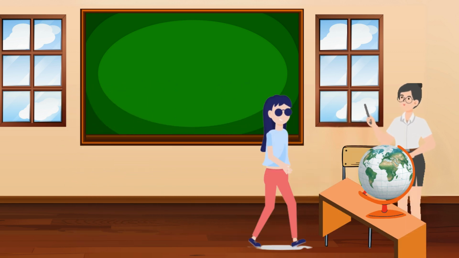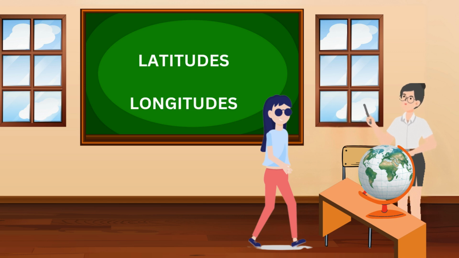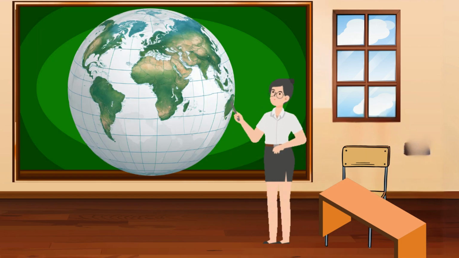Can you see some lines on this globe? Do you know what they are used for, and what they are called? I think they are something to do with locating places. Yes, you are close to the answer. These lines are known as latitudes and longitudes, and they help us in the location of places. Let me show you how they help in the location of places.